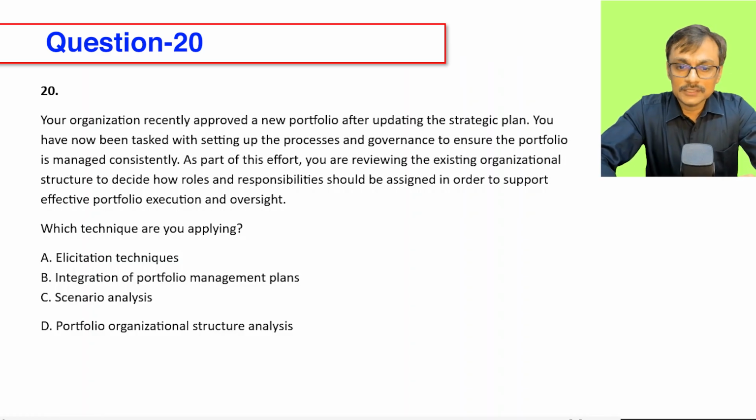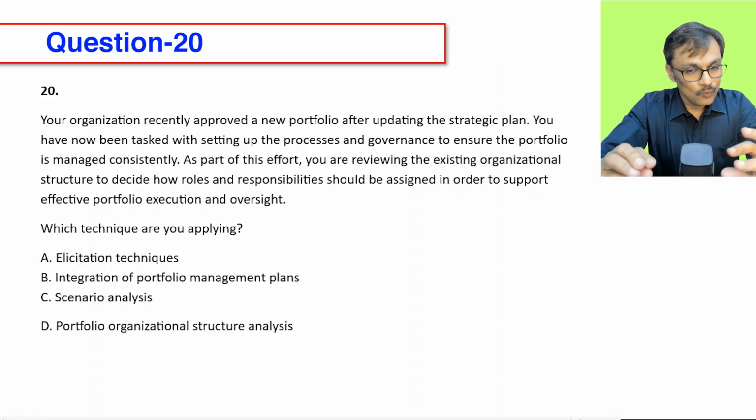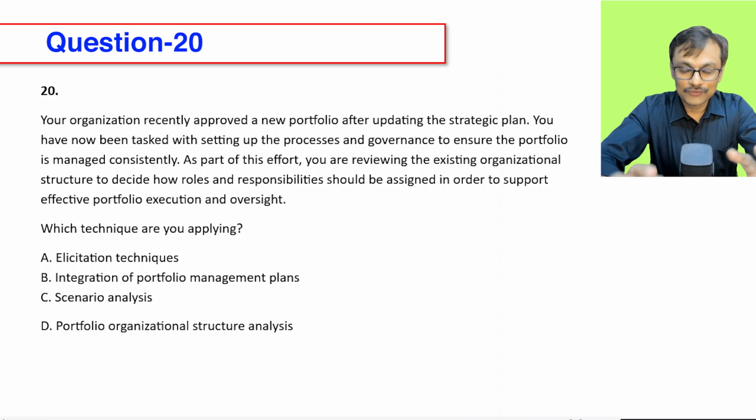So here, the overall idea is, what is the process? You are in the process of develop portfolio management plan, because the governance model is also part of portfolio management planning. Now, what are the tools and techniques of develop portfolio management plan? There are elicitation techniques, integration of portfolio management plan, and portfolio organization structure analysis. Other than C, options A, B, and D are tools and techniques. You can refer to the content.